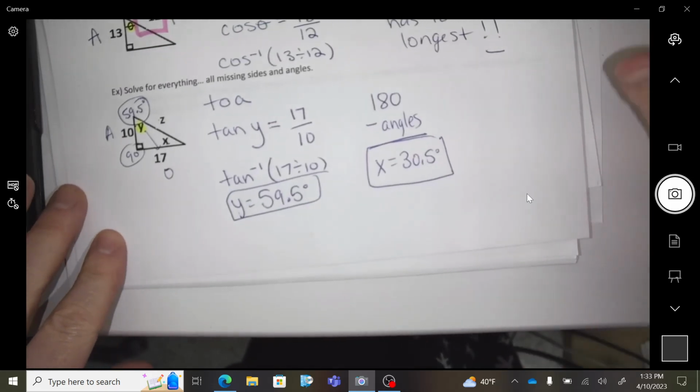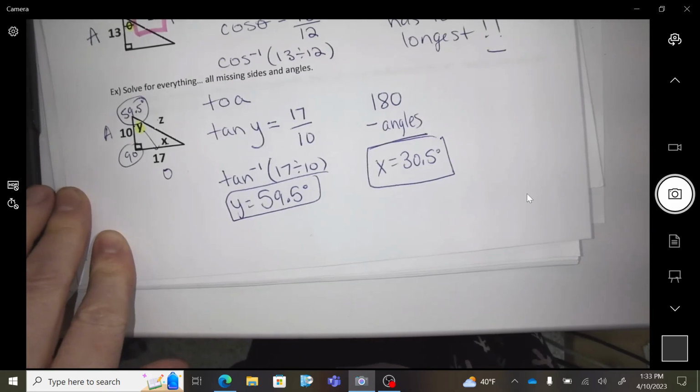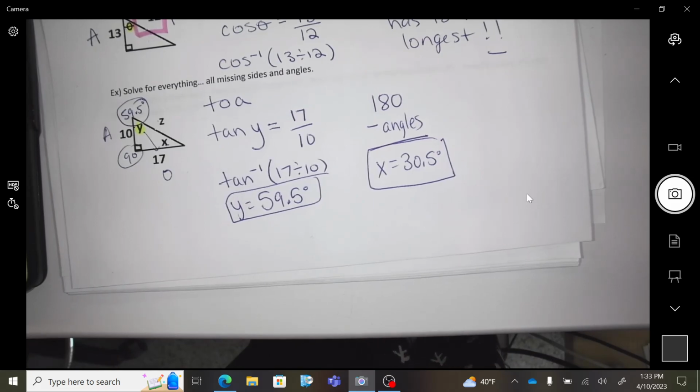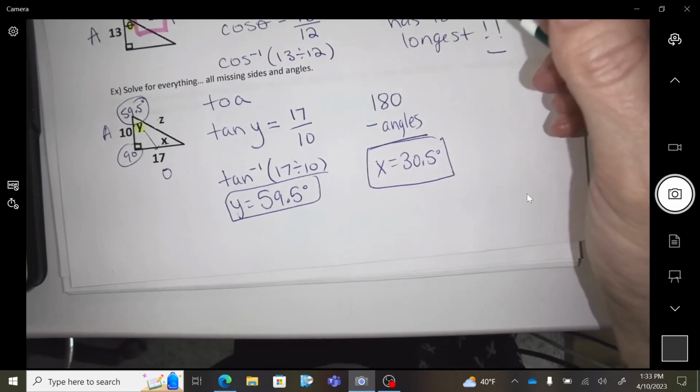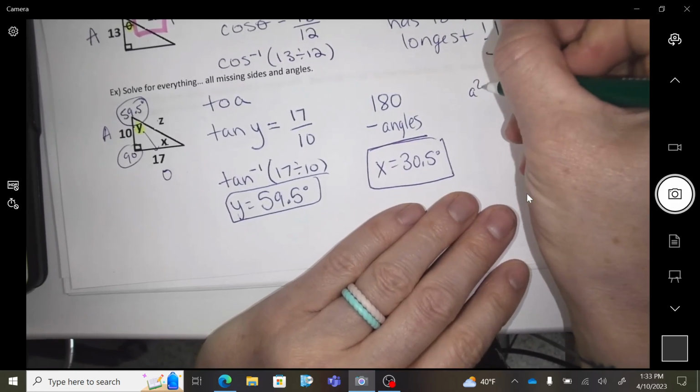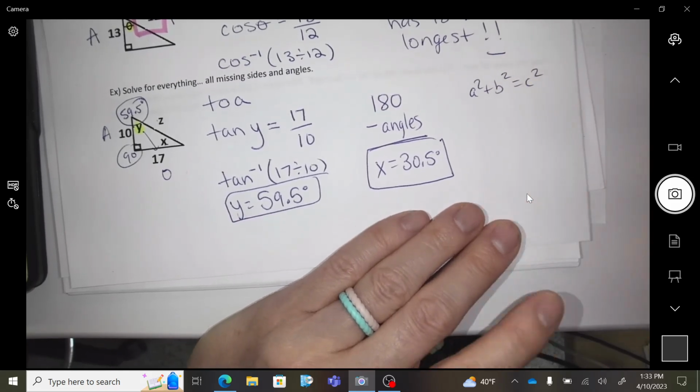Okay, and the last thing is the z. We can do multiple things to get z. What would your first instinct be to get this side? Something we've learned. Yeah, the theorem. The a squared plus b squared equals c squared theorem.